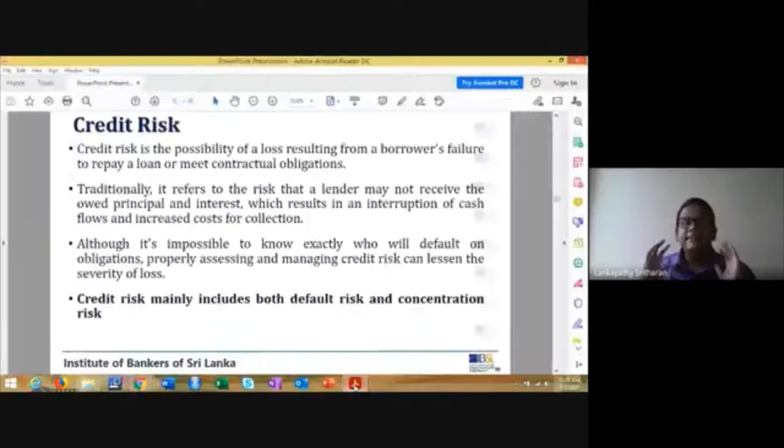Concentration risk is the risk when a bank or finance company grants a sizable portion of its loans and advances to a particular segment. I am taking an example to explain concentration risk. Take bank A and bank B. Bank A has a credit portfolio of 5 billion rupees. At the same time, bank B also has a 5 billion credit portfolio.